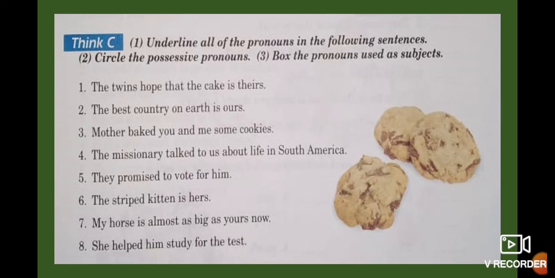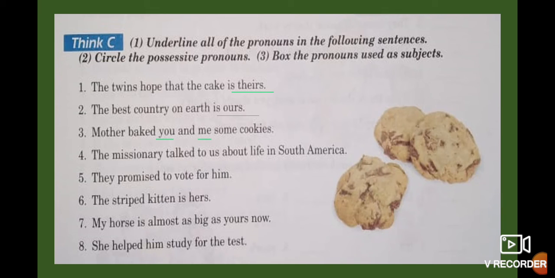Let's continue. In exercise C, we underline all the pronouns in the following sentences. Then we circle the possessive pronouns. Then we box the pronouns used as subjects. Okay, so let's see. The twins hope that the cake is theirs. In that case, the pronoun that we find is theirs. Number two, the best country on earth is ours. The pronoun ours. Mother baked you and me some cookies. We underline the pronoun you and also the pronoun me.